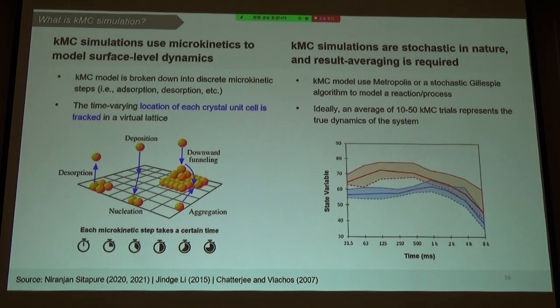The second thing is that since the KMC simulation is by nature a stochastic algorithm, it can inherently mimic variability, like batch to batch, surface to surface, or event to event. This is why, in general, we consider an average of 10 to maybe 50 kinetic Monte Carlo simulations to represent the true dynamics of the system.